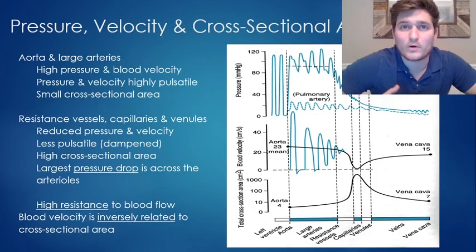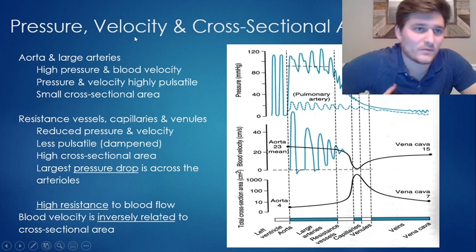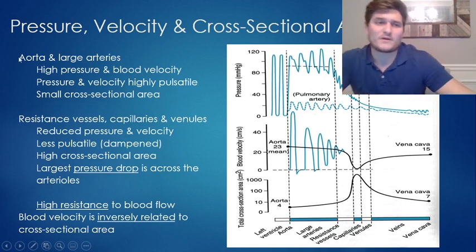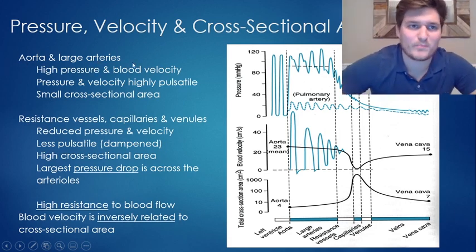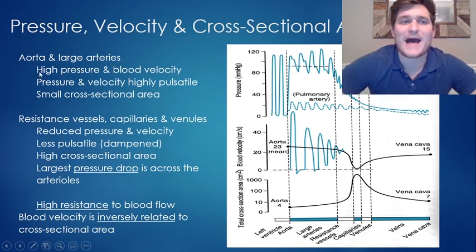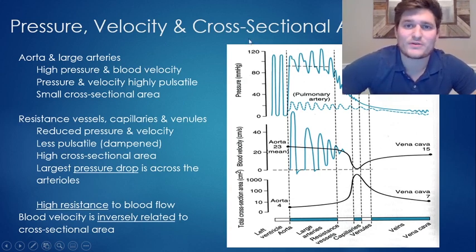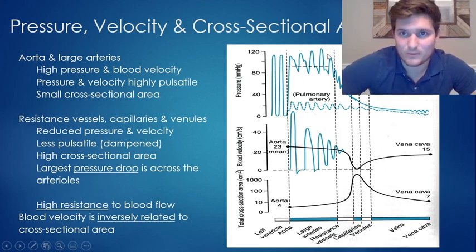Let's talk a little bit more about the differences across all these different kinds of vessels. In particular, we'll talk about the pressure, velocity, and cross-sectional area of each. First, starting with the aorta and the large arteries, these bigger arterial vessels have the highest amount of pressure and greatest amount of blood velocity. Since the aorta in particular is right next to the left ventricle, when blood is ejected from the left ventricle, that high pressure translates to high pressures within the aorta and the arteries.